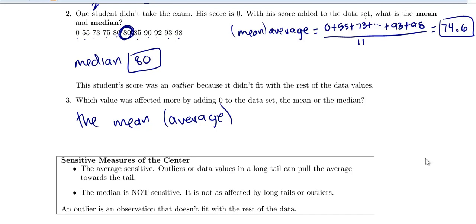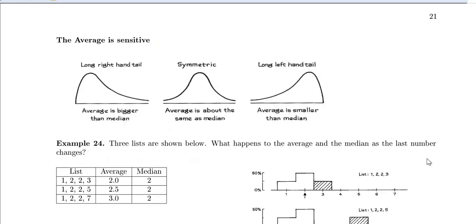Let's talk a little bit more about the average being sensitive. So I have a graphical summary for you where the average is sensitive. If you have a long right tail, then your average gets pulled up towards the tail, and so your average is going to be bigger than your median, because you're going to have something like the median that has half on each side.